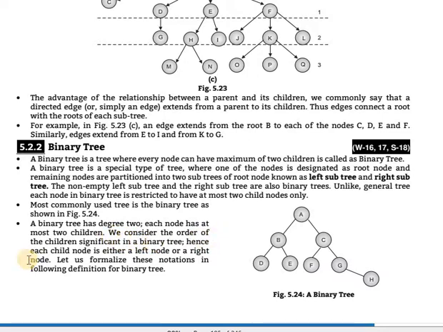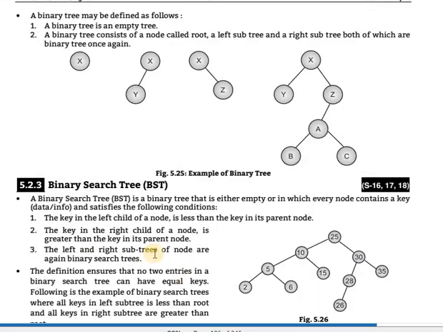We consider the order of the children significant in a binary tree. Hence, each child node is either a left node or a right node. Let us formalize this notation in the following definition of the binary tree. A binary tree may be defined as follows.